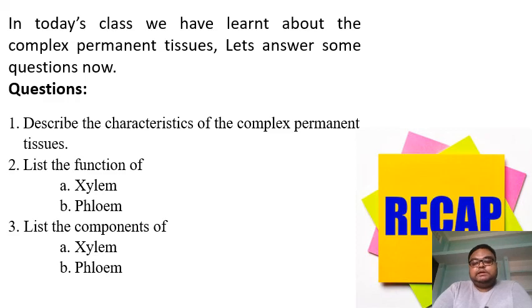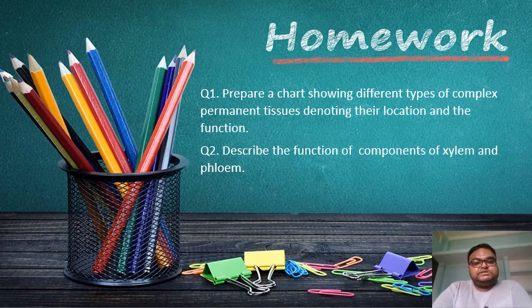Okay, students? Right. Now let's come to the homework section. First of all, you need to prepare a chart showing different types of complex permanent tissues, denoting their location and function. Okay. And after that, you need to describe the function of the components of the xylem and the phloem. So that was all for today's class.